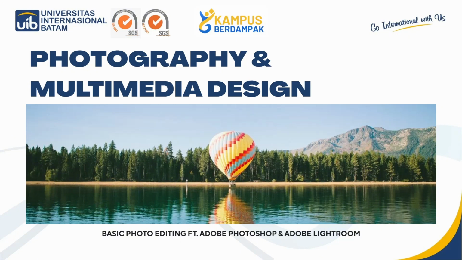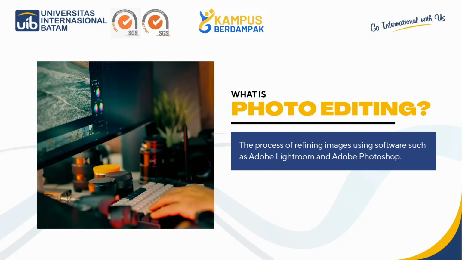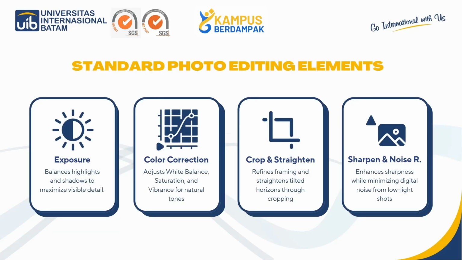And today we're going to talk about basic photo editing using Adobe Photoshop and Adobe Lightroom. First, we need to understand what photo editing is. By definition, photo editing is the process of perfecting an image using software such as Adobe Lightroom and Adobe Photoshop. The goal here is to correct fundamental elements such as light, color, and composition without drastically altering the reality of the object. In standard photography, there are four basic editing processes.